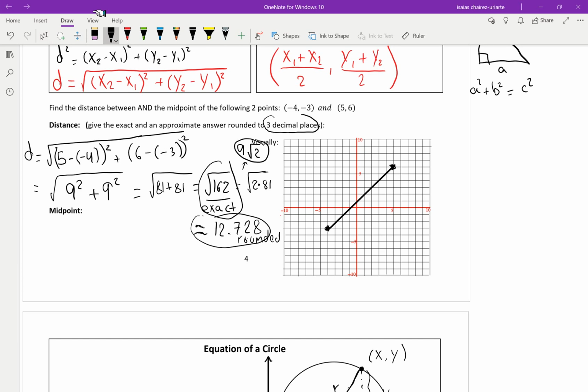I don't know what we're measuring things in here. It could be inches, it could be feet, it could be meters. It doesn't matter, some units. Okay, so that's the length between my 2 points. Now let me find the midpoint.